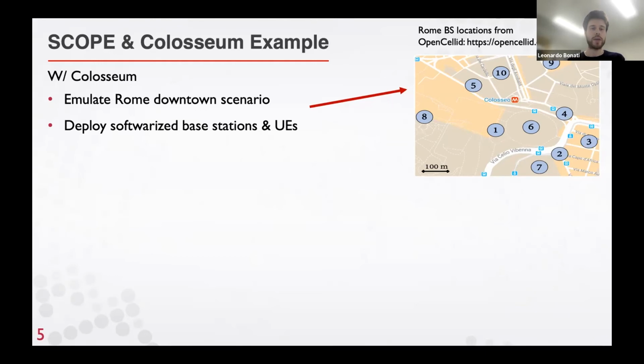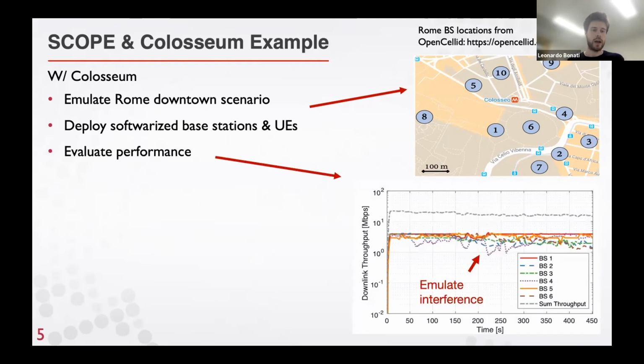Basically what we're doing here is emulating the characteristics of the Rome downtown scenario. So we have a set of up to 10 base stations and 40 users, so approximately 9 users for each base station. And we deploy softwarized cellular applications and users on Colosseum. After doing this, we can run Colosseum jobs either automatically or manually, and we can evaluate the performance of the network. In this case, we see that we also added some emulated interference between the nodes.